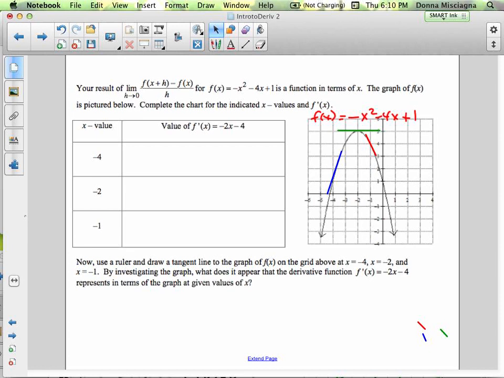So the x value is negative 4. Let's find the value of the derivative when x is negative 4. Well, that's pretty easy because we're just going to plug in a negative 4.